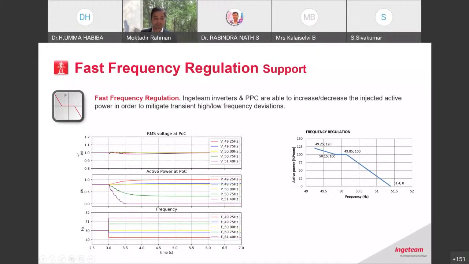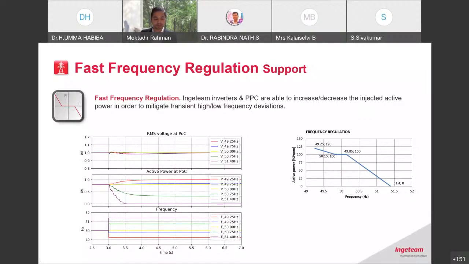As you can see here, it's simulation based. For example, if the frequency goes up from 50 to 51.5, you can see that the active power drops significantly to zero within 500 milliseconds. So this is very fast. 500 milliseconds is quite fast. So this can provide the primary frequency support.